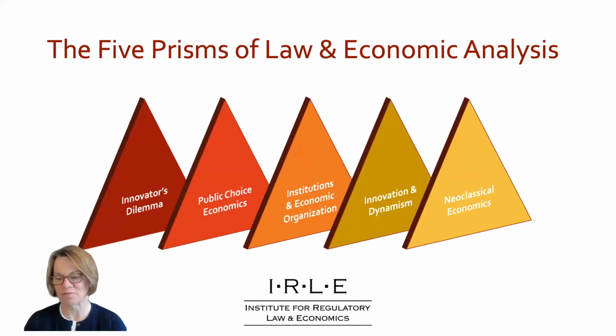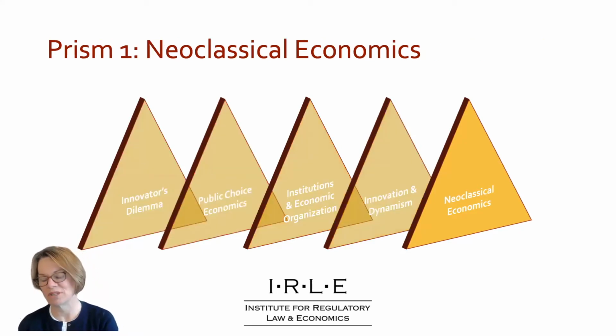We use 5 prisms to think through and analyze regulatory decision-making, particularly in the face of unknown and changing conditions associated with technological change and innovation. The first is neoclassical economics, the second, innovation and dynamism, the third is institutions and economic organization, the fourth, public choice economics, and the fifth is the innovator's dilemma. And today I will be going through a high-level overview of neoclassical economics, what it is, and how we can use it to think about regulation.